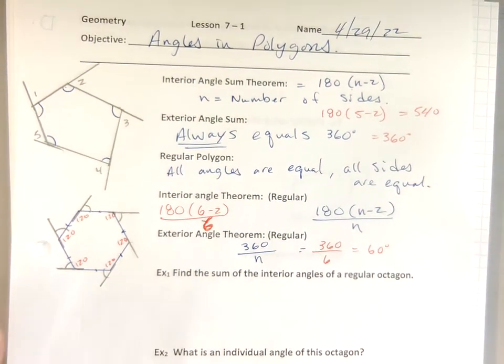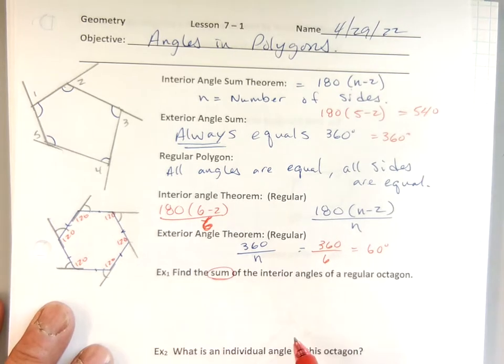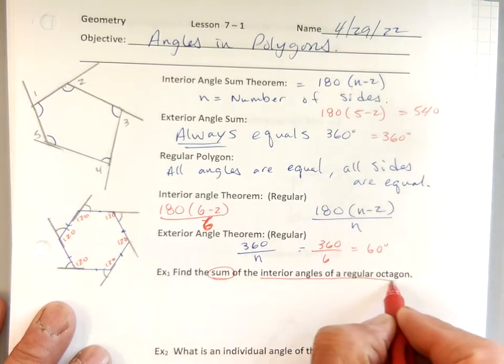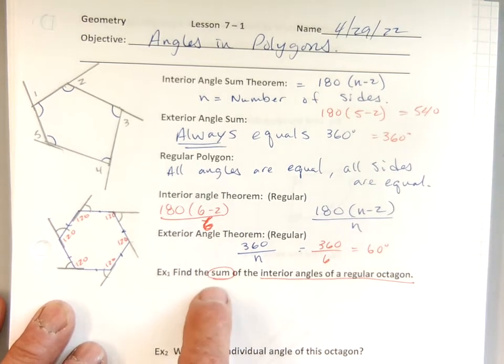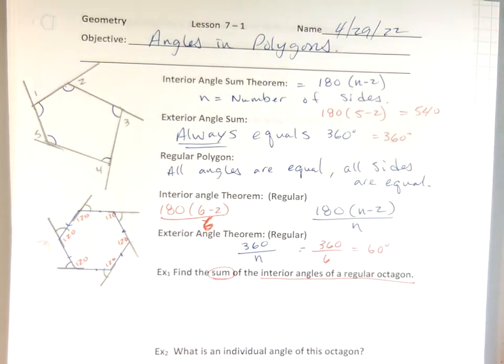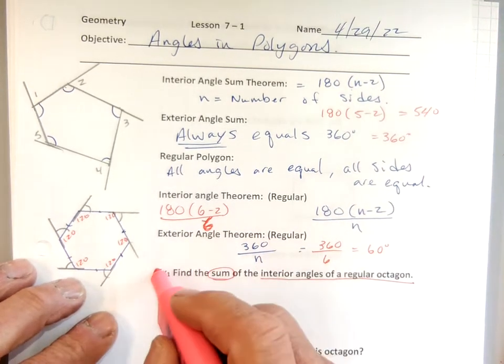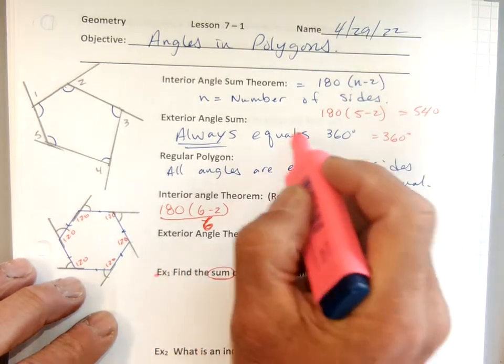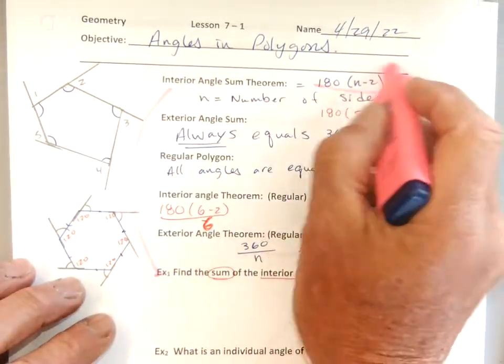So example 1, find the sum of the interior angles of a regular octagon, okay? Sum of the interior angles. So what I'm going to do is use one of my formulas, and the one I think I better use is probably this one here. I'm going to use this formula here, my interior angle theorem.